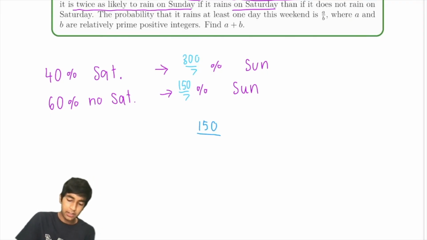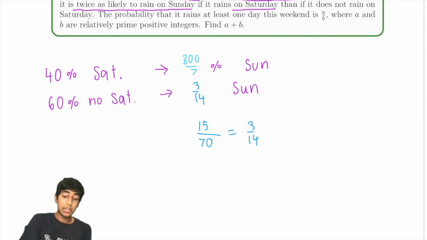150 over 7% is 150 over 700. You can cancel out a 0. It gives us 3 over 14. So there's a 3 over 14 chance it rains on Sunday if it did not rain on Saturday, and a 6 over 14 chance, just times 2, right? It rains on Sunday if it did rain on Saturday.